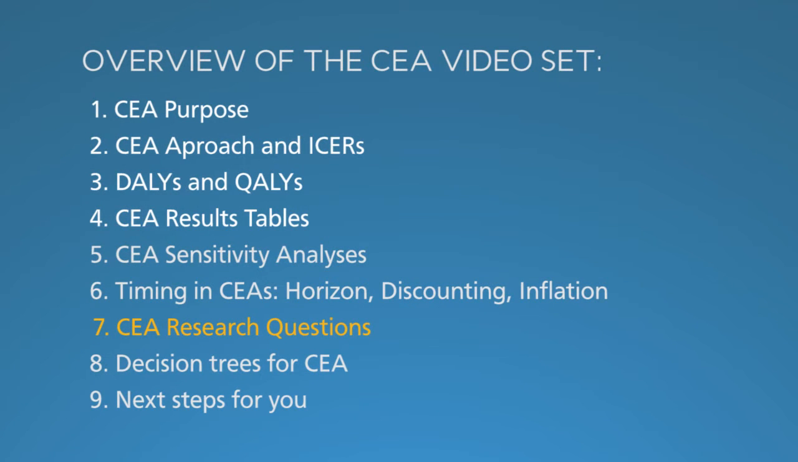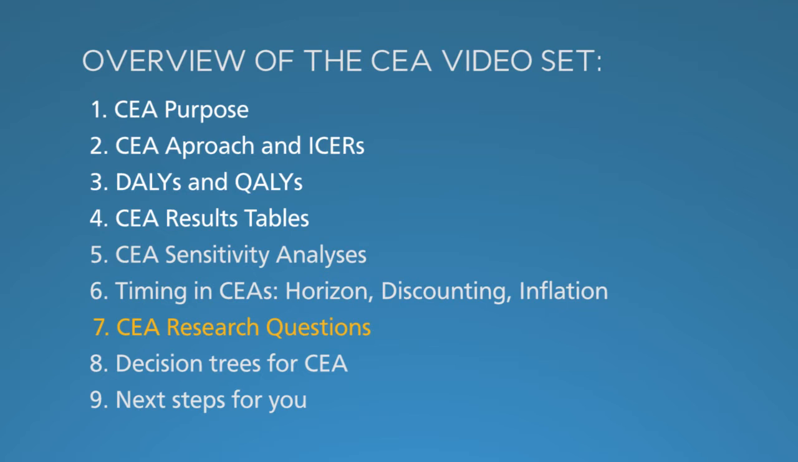In this series, you learned why and how to do cost-effectiveness analysis. You learned about DALYs and QALYs, how to present cost-effectiveness analysis results, the role for sensitivity analysis to quantify uncertainty, and how to deal with temporal issues. In this segment, we discuss how to organize a cost-effectiveness analysis for a research proposal.